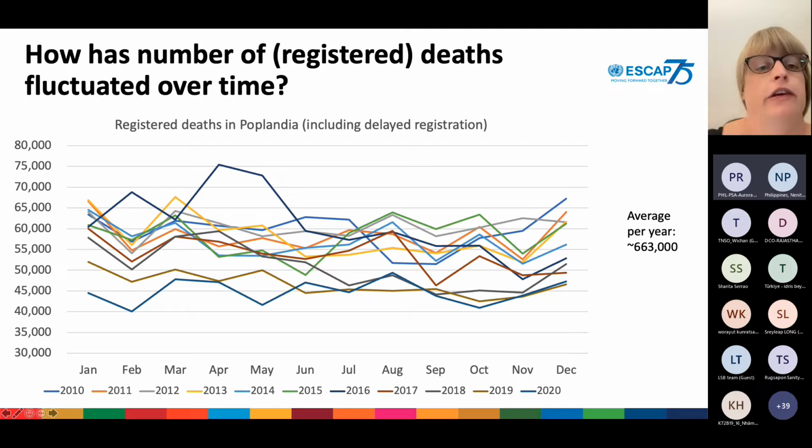So again, we're looking at our fictional country of Poplandia, and this is registered deaths, and we want to know how they have fluctuated over time. We have data from 2010 to 2020, so there are a lot of lines and a lot of different colors, but these are monthly registered deaths. On average, we would expect somewhere around 663,000 deaths per year. I'm not even going to try to do the math, but it looks like somewhere in the range of maybe 60,000 a month.